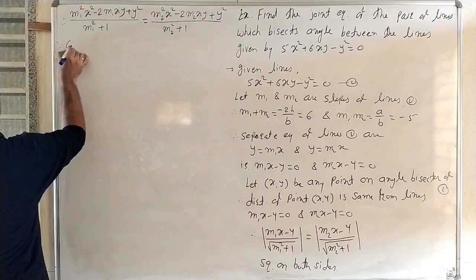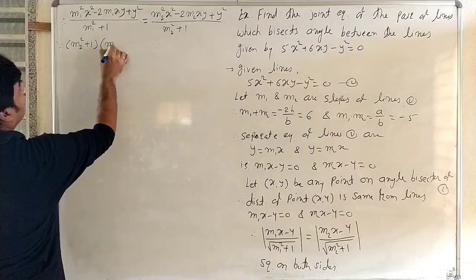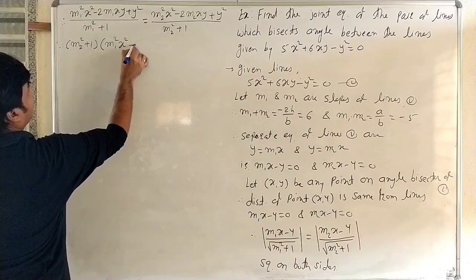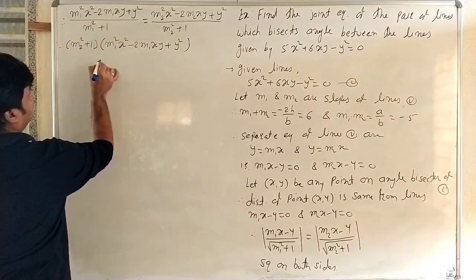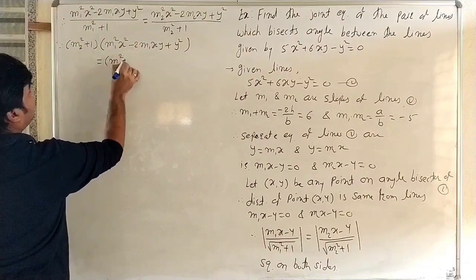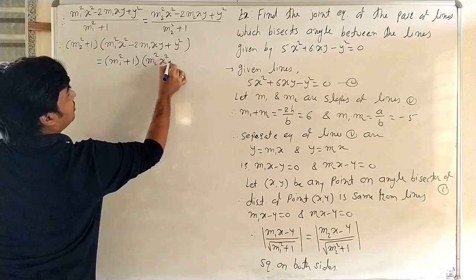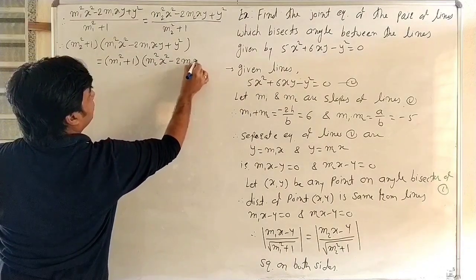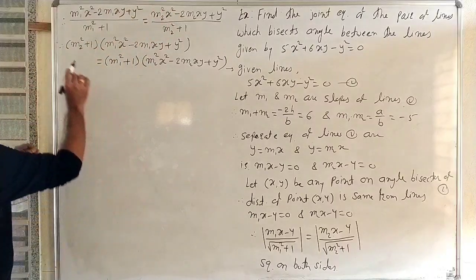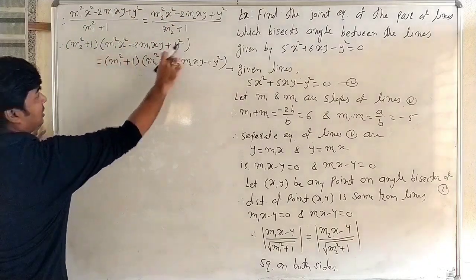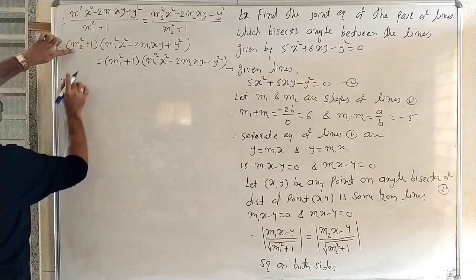Therefore, you can write (m2 square plus 1) into (m1 square x square minus 2m1 xy plus y square) is equal to (m1 square plus 1) into (m2 square x square minus 2m2 xy plus y square). Okay, here cross multiplication. Now multiply m2 square plus 1 with this bracket, and m1 square plus 1 with this bracket. Therefore we can write here, see carefully, it is m2 square and it is this.